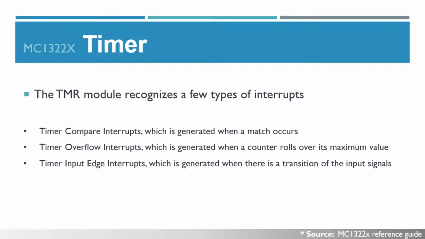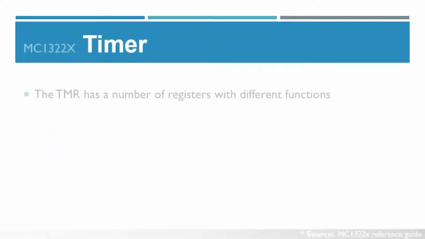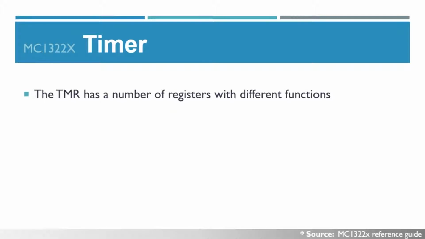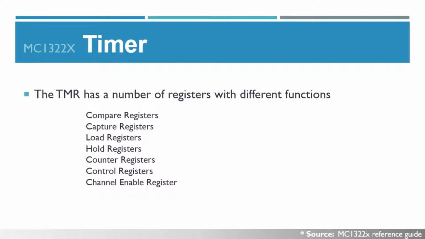In addition, the timer module recognizes a few types of interrupts, specifically timer compare interrupts, which are generated when a match occurs, and timer overflow interrupts, which are generated when a counter rolls over from its maximum value. We mentioned this earlier, it resets back to 0. And timer input edge interrupts, which are generated when there is a transition of the input signal. The timer has a number of registers with different functions as well. Specifically, a compare, a capture, a load, a hold, a counter, a control, and also a channel enable register.